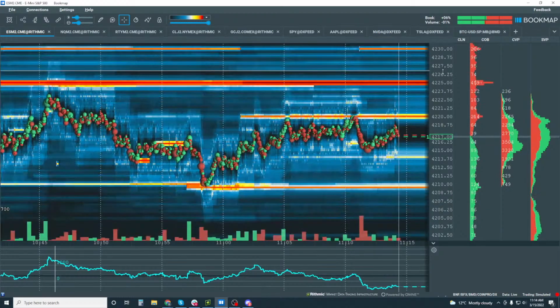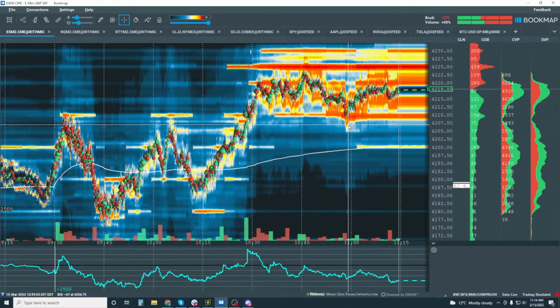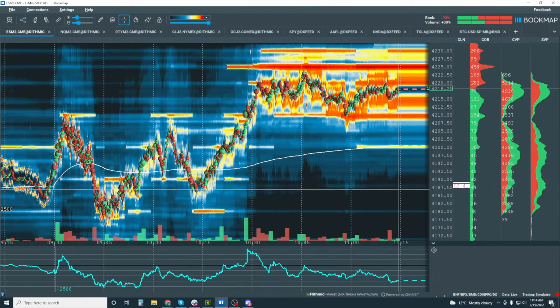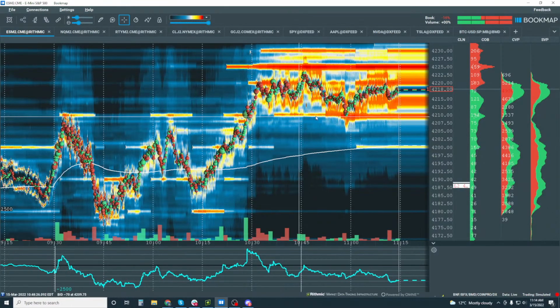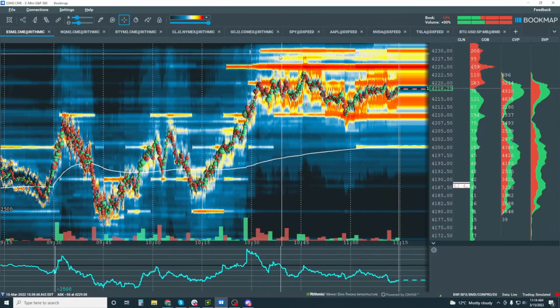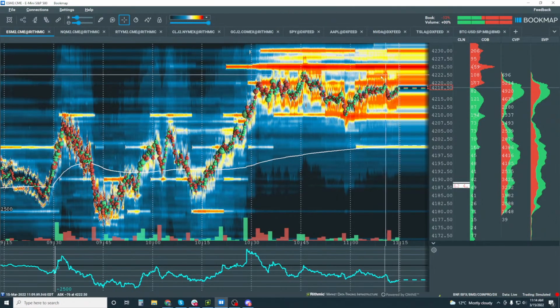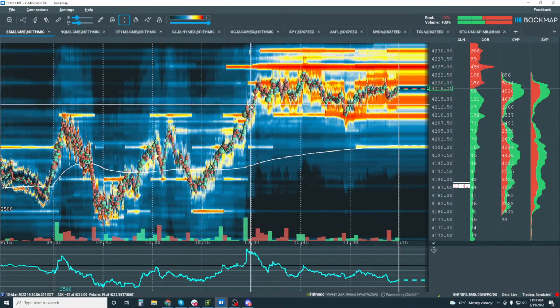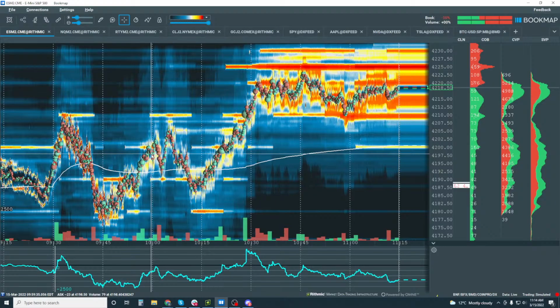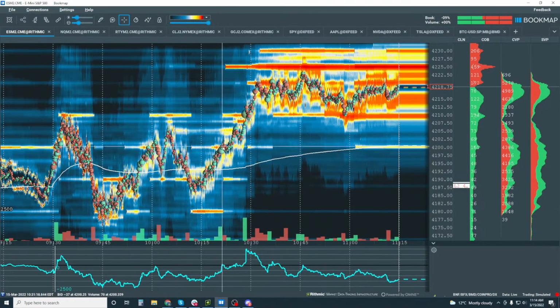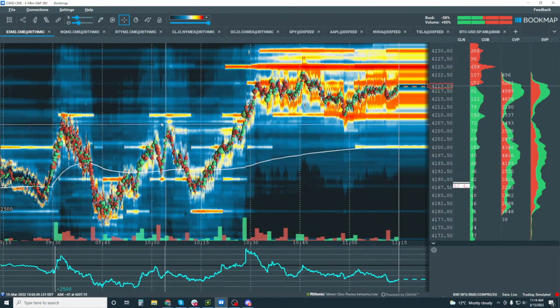Let's take a quick look at the profile here. What do we see? Well, pretty ugly looking profile here, but beautiful breakout. We even had this test to 4210, and look at all the volume that's trading up here now. The majority of this entire session, we started around here, I think, around 10 o'clock. And we saw this strong move, and we were looking for that strong move up into these areas.